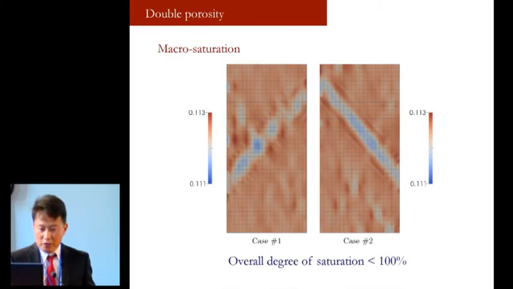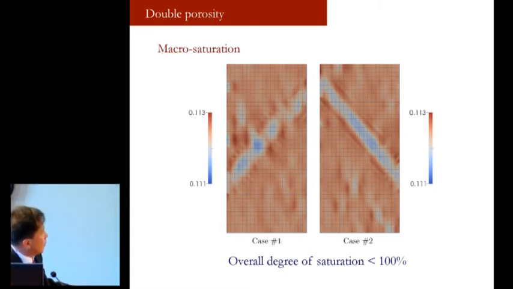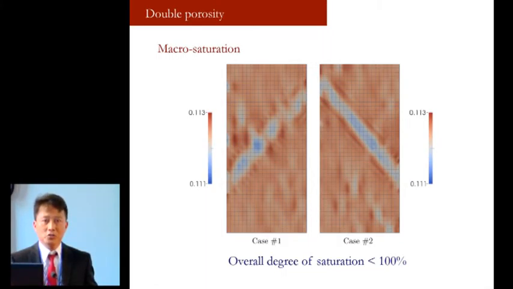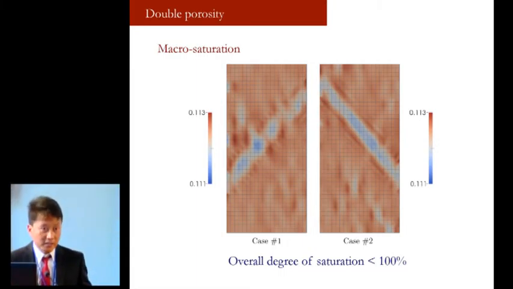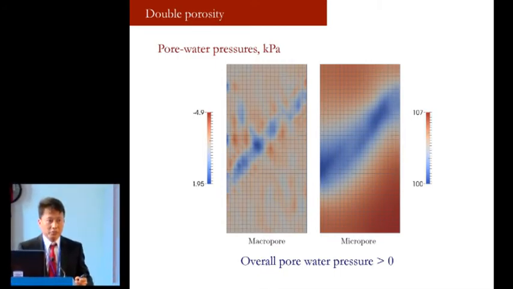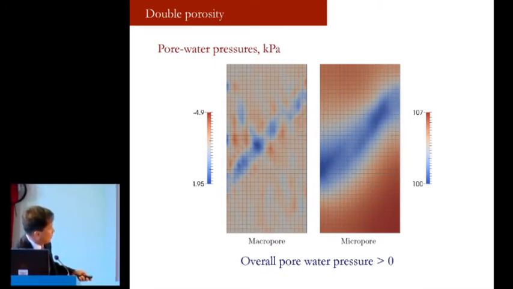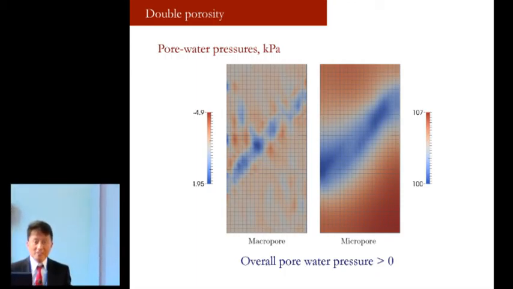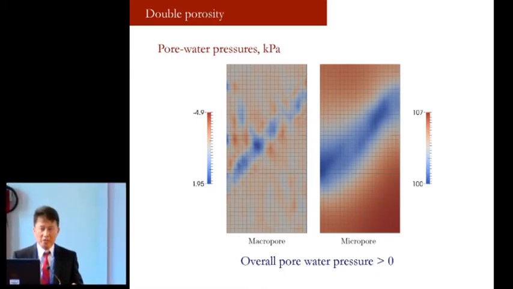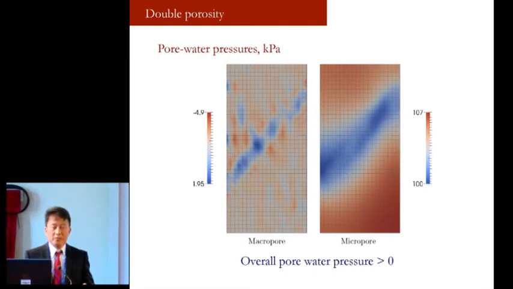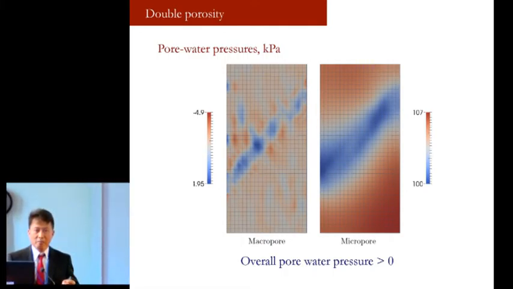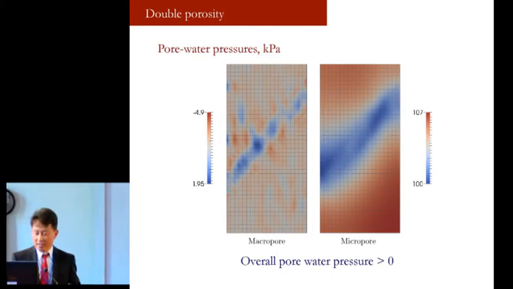Here's a display of the overall degree of saturation. If you take a look at the degree of saturation for the two cases, they are less than 100%, meaning to say our sample remains physically unsaturated, hydraulically unsaturated. And yet, if we consider the overall water pressure, then we have the water pressure greater than 0. So this kind of anomaly is something that we cannot explain with the single porosity formulation, having a positive pore water pressure and a partially saturated mixture.